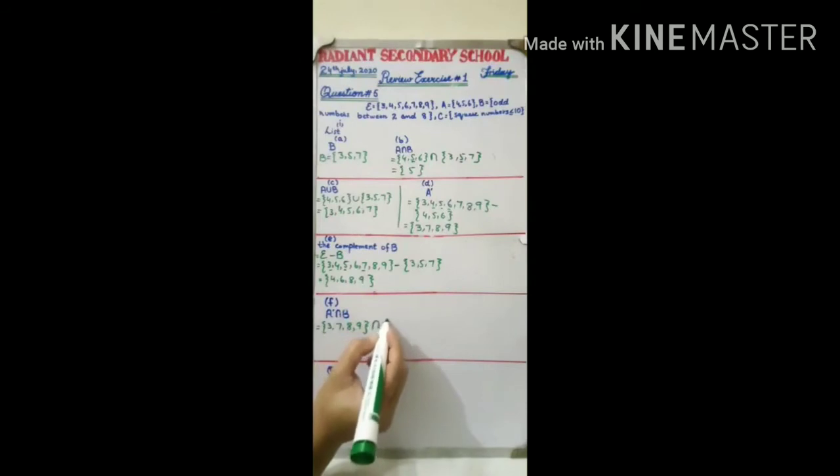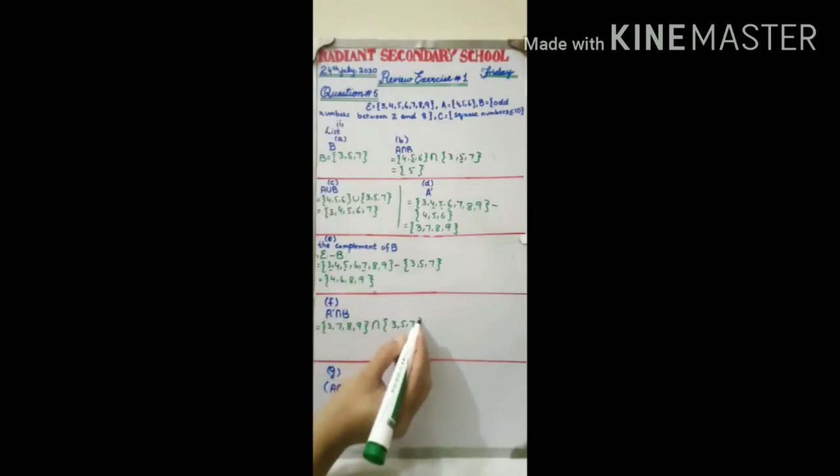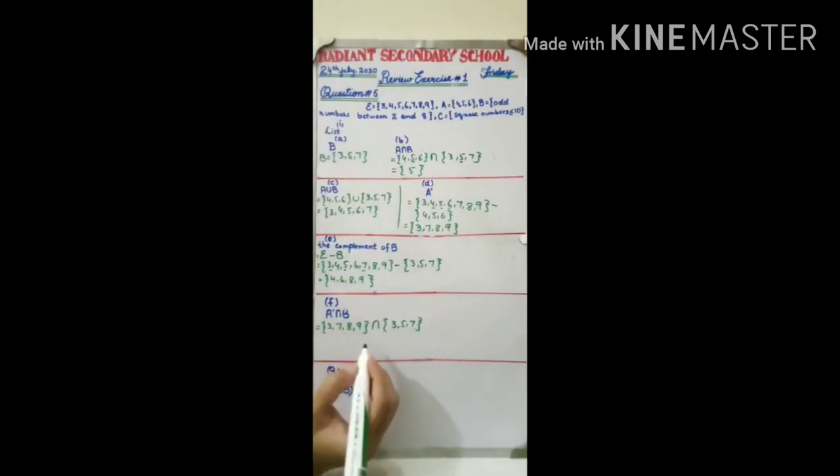Intersection B. B is there, 3, 5, 7. So we have to find common element between these two. 3 and 7. So their intersection is 3 and 7.